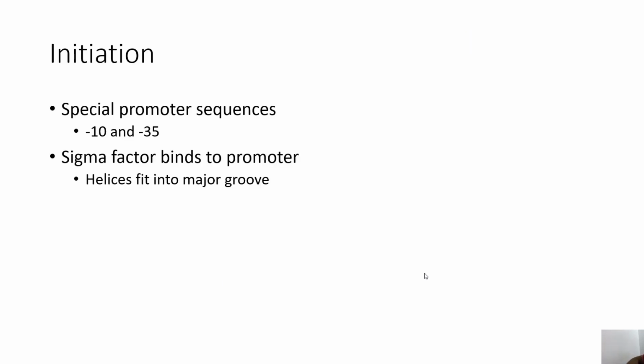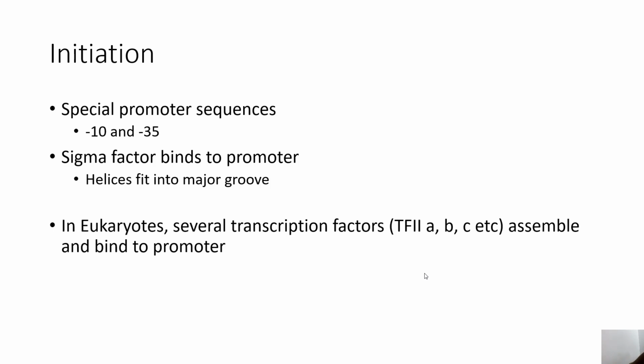So I talked about the initiation, special promoter sequences at -10 and -35. Sigma factor binds to the promoter, helices fit into the major groove. As I already told in initiation, sigma factor binds, it is in the major groove, and several transcription factors assemble and bind to the promoter.